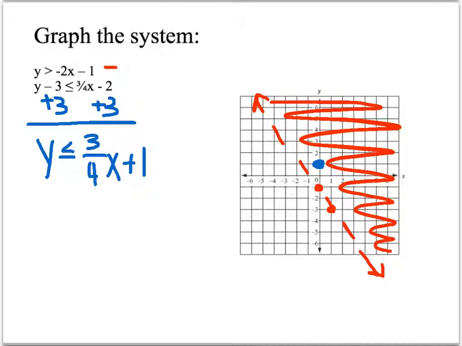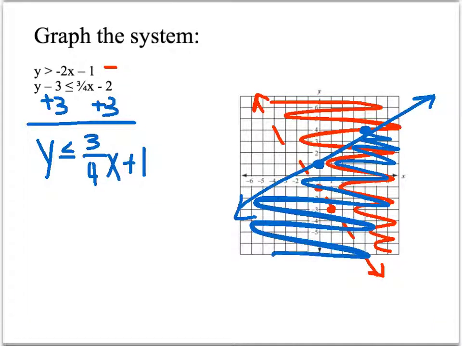The y-intercept is 1. The slope is 3 over 4. And this is a solid line. Less than or equal to means I'm going to shade the lower part of this graph. And the solution to my system is going to be where the graphs overlap. So the bottom right side of the graph.